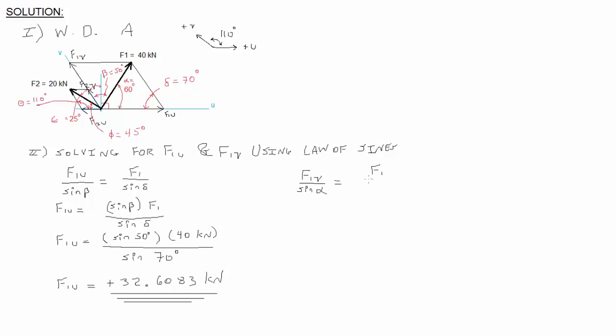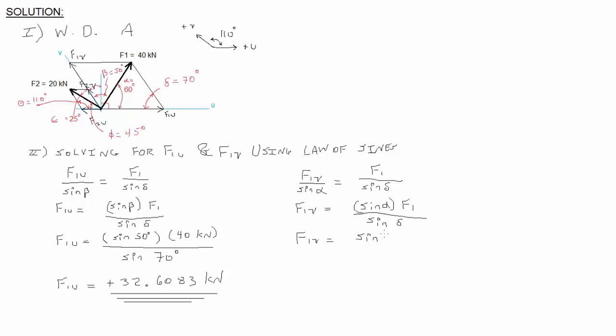Equals F1 divided by the sine of delta. So that means that F1v equals the sine of alpha times F1 over the sine of delta. If you can go straight to the second step, you are not required to write the first step. Remember, your minimum requirements are equation with variables, equation with numbers, answer. So really you just need this line and what follows. If you feel more comfortable writing that first line like I am, that's totally fine.